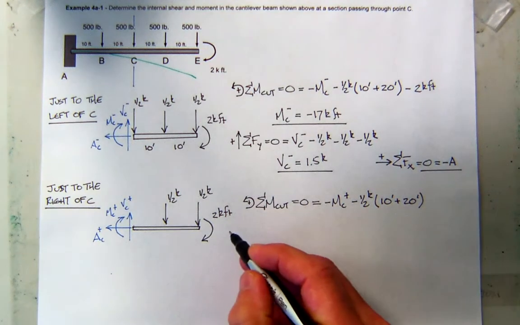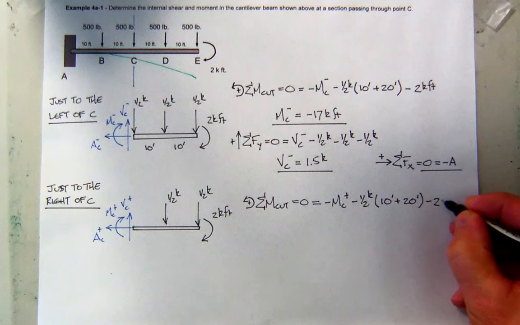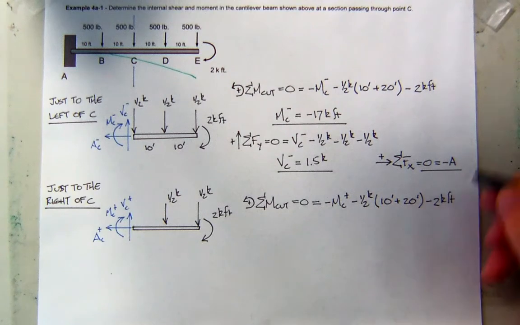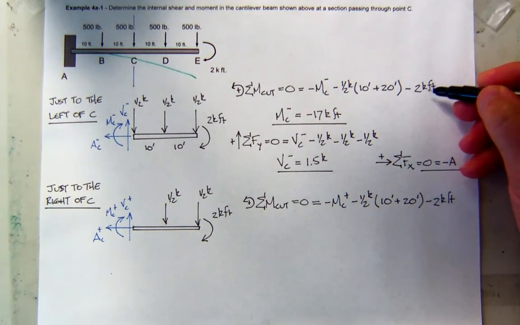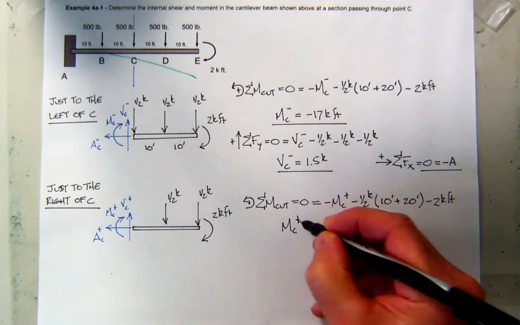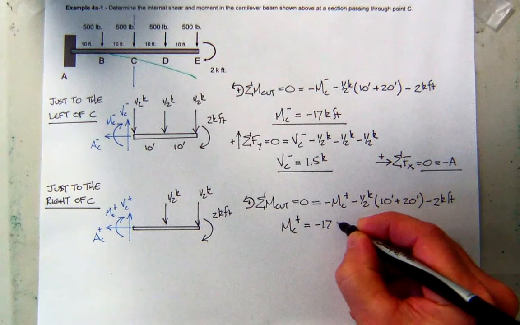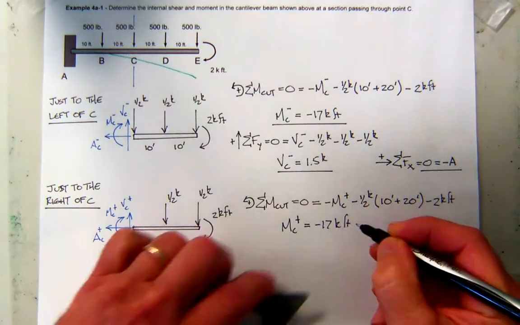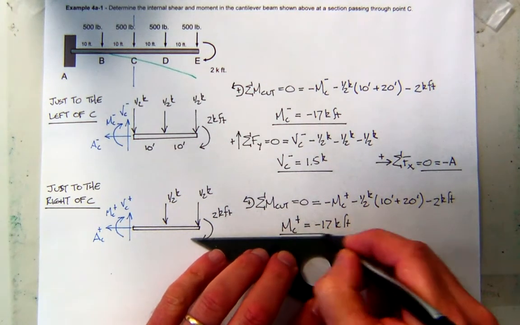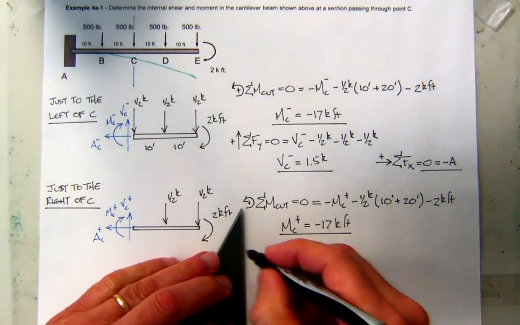And then out here on the end, what happens? I've got the negative applied moment, which is 2 kip feet. If you look at these two equations, they are the same. So it looks like the moment at C, whether you cut it just to the left or just to the right, doesn't seem to affect the moment. What does it affect? Well, let's find out.